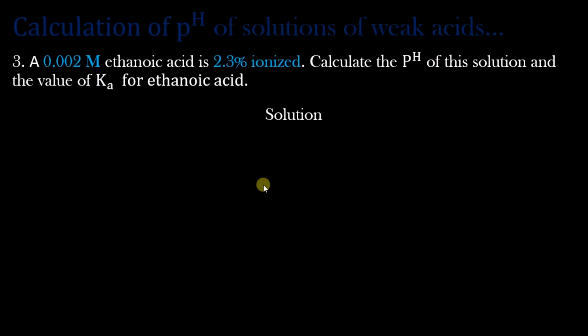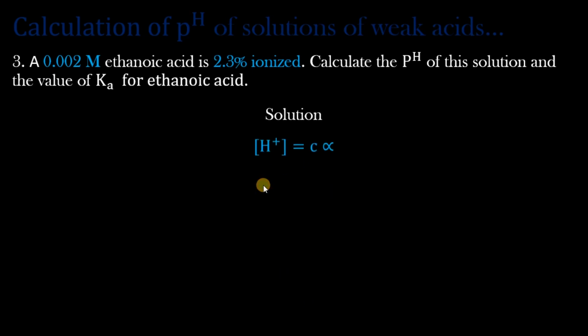Okay, the third question here, we have been given a degree of dissociation. When they say it is 2.3% ionized, it means out of the total moles, only 2.3% goes into solution. And we are tasked to find the pH of the solution as well as the value of the Ka. Now, we have Ka being expressed as C alpha squared, and we also have the molar concentration of hydrogen ions being expressed as alpha C.